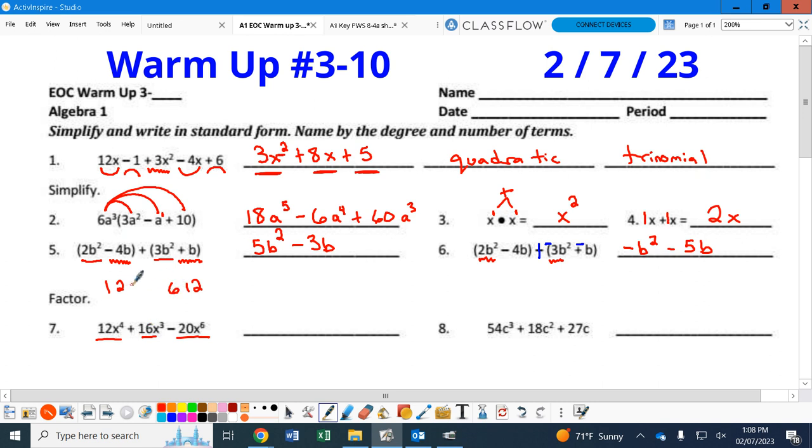Okay, the next number up would be 3. How many times does 3 go into 12? 4. Okay, does 4 go into 16? Yes. Does it go into 20? Yes. There we go. That's our number. We put the 4 underneath all of these.